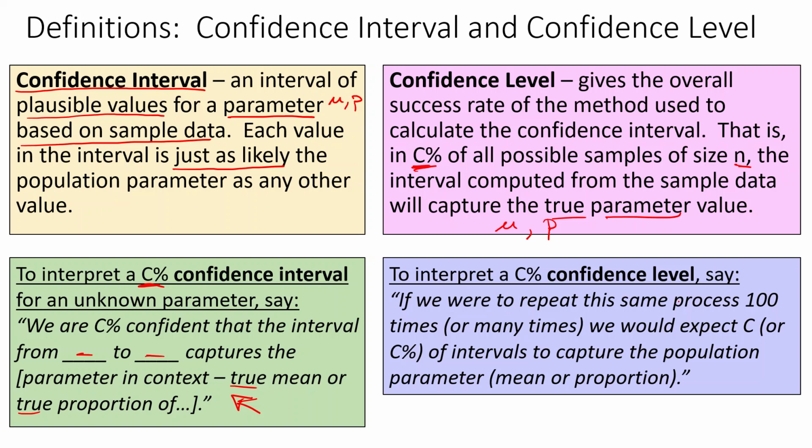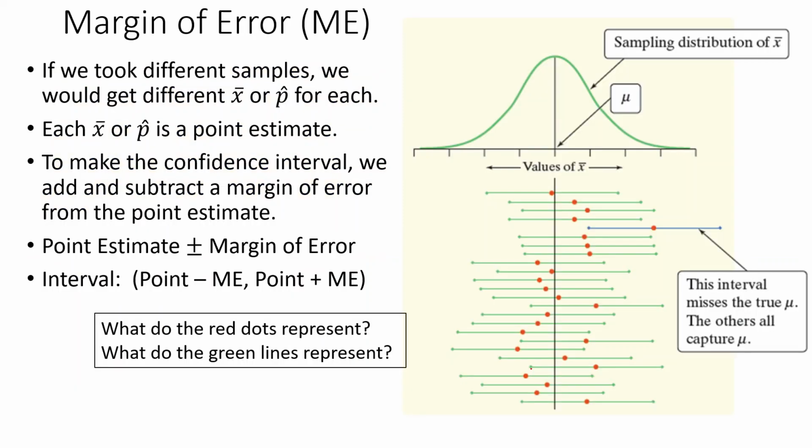To interpret the confidence level, we just say this sentence. If we were to repeat the same process 100 times, or many times, we could do either way, we would expect C, like 95 out of 100, or C% if we say so many times, of intervals to capture the population parameter. The population mean or the population proportion. We could also use the word true mean or true proportion, but we are talking about population, not sample. If we use the word sample there, it's wrong.